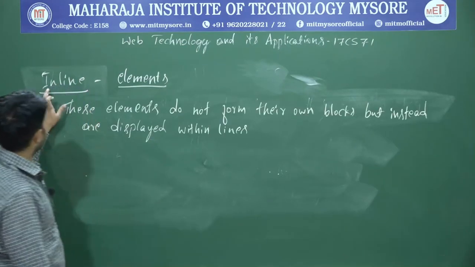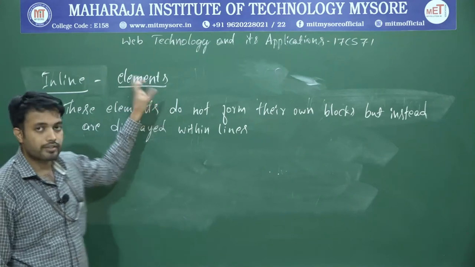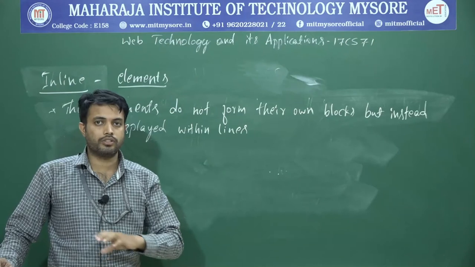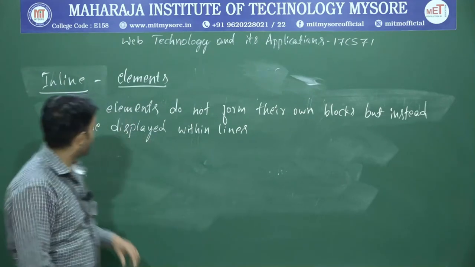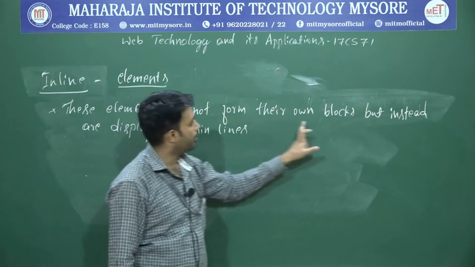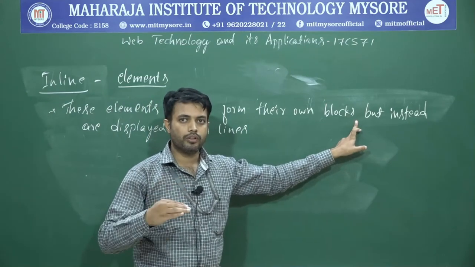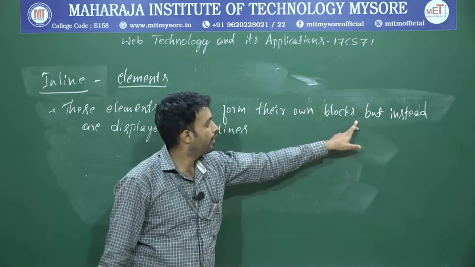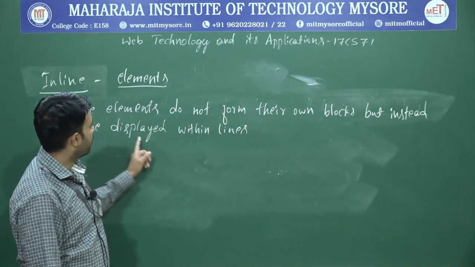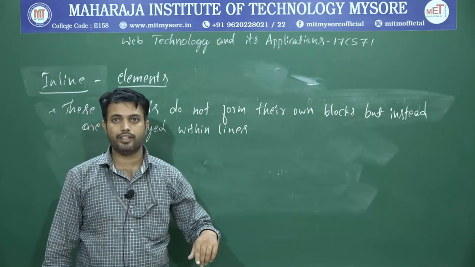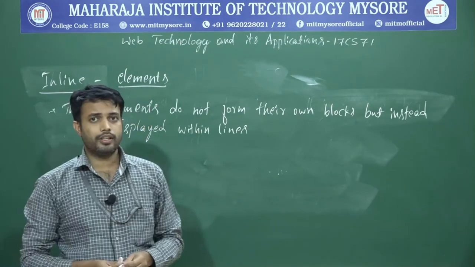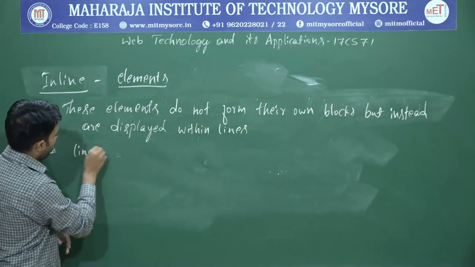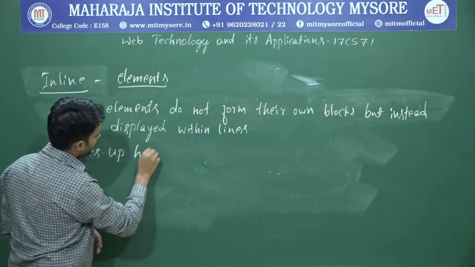And the next one is inline elements. As the name suggests, we can write two or more inline elements on the same line. Here these elements do not form their own blocks. That means they won't be displayed on separate lines. Instead they will be displayed within the line itself. So inline elements are lined up horizontally.